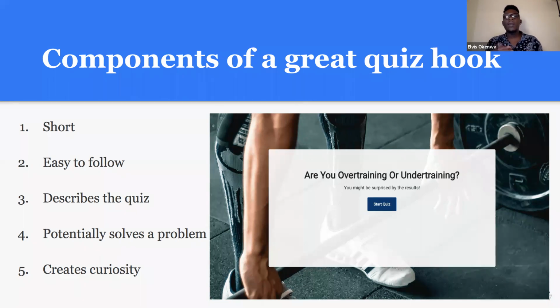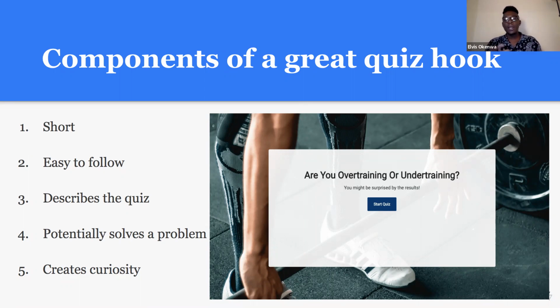Now, finally, it creates curiosity. All right, now this last point is very important. If you can create your quiz title in such a way that it creates that curiosity, you're going to have a lot of people clicking through the quiz. Okay, so are you overtraining or undertraining? All right, so let's say, for example, I go to the gym 3-4 times a week and I saw a title like this. Now I would want to jump in to figure out if I'm overtraining or undertraining.